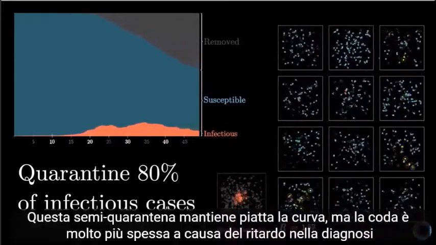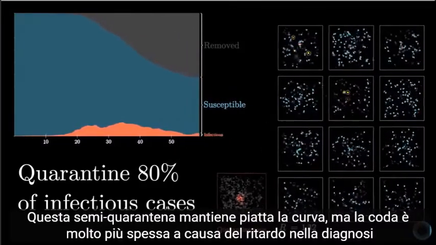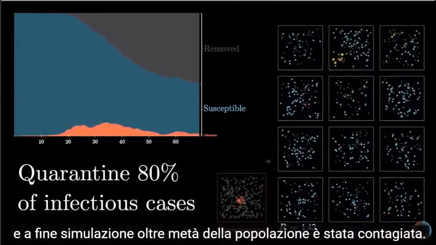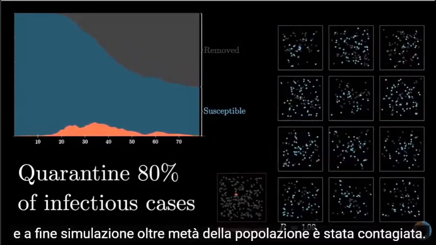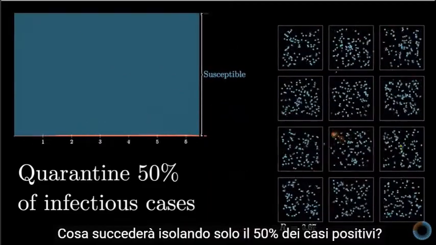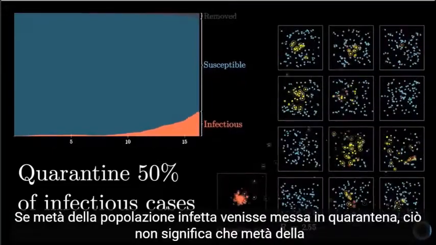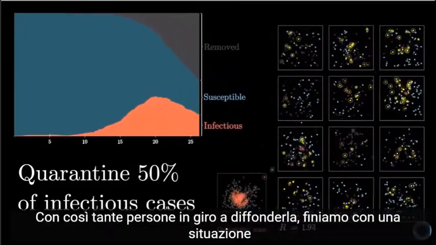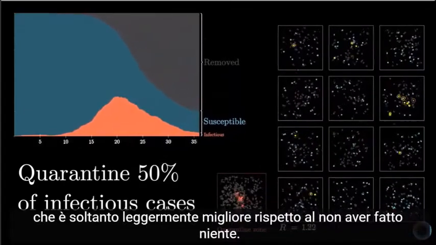This leaky quarantining effort definitely flattens out the curve, but it is a much thicker tail and it takes a much longer time to track down all the cases, with over half the population getting infected this time. Now what would you predict if it was only 50% of the infectious cases that were isolated like this? If half the infectious people are getting quarantined, it doesn't mean that half the total population will end up with the disease. Because there are so many agents still out there spreading it, we end up with a situation that's only barely better than if nothing had been done at all.